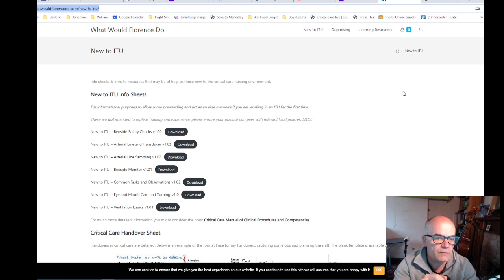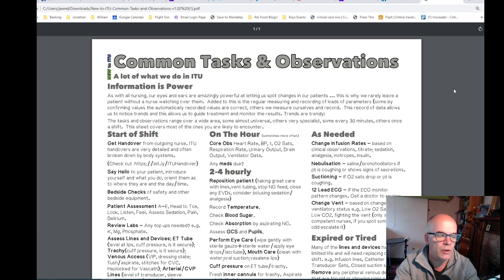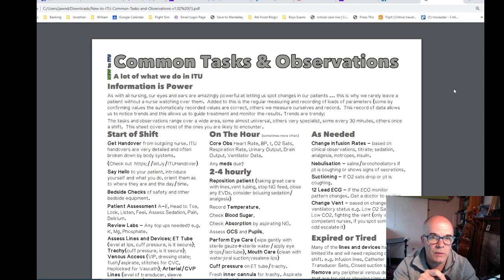So you've got bedside safety checks, arterial line and transducer, arterial line sampling, bedside monitor, common tasks and observations, eye and mouth care and turning, and ventilation basics. Now, I've covered the ventilation basics. I'm probably going to cover some of the others at a later date, but the one I'm focusing on now, and this is aimed at those new to ITU or those who need a bit of refresher, is the common tasks and observations that we do with our patients whilst they're under our care.